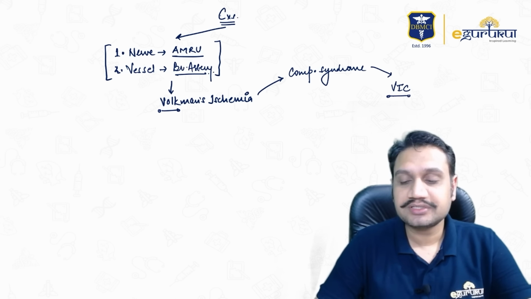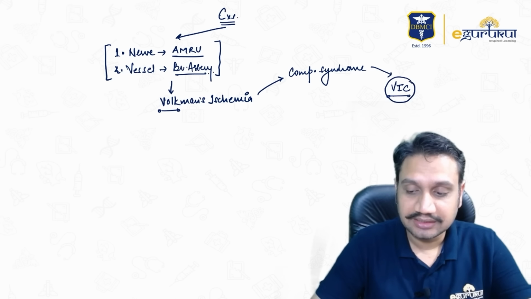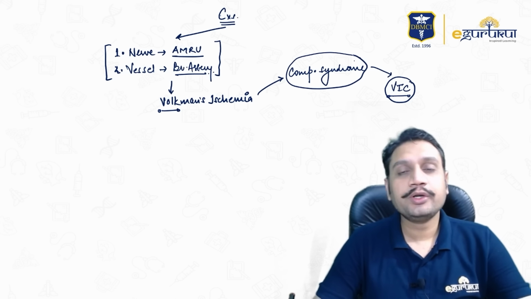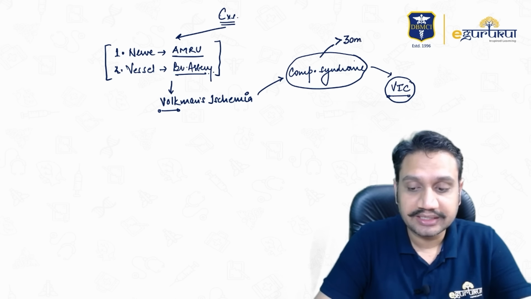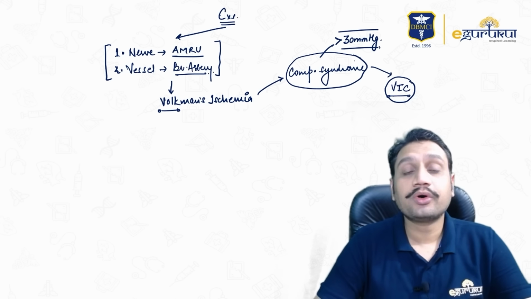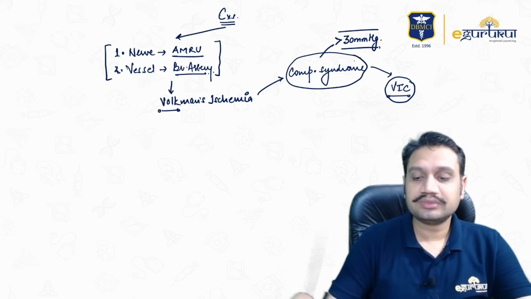Okay, so compartment syndrome, VIC, this can be the trouble. And when do you call it as compartment syndrome? When the pressure has gone more than 30 millimeters of mercury, we call it compartment syndrome. Okay, so these are complications.